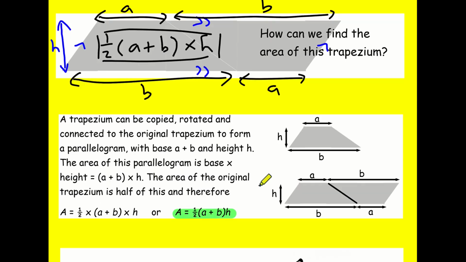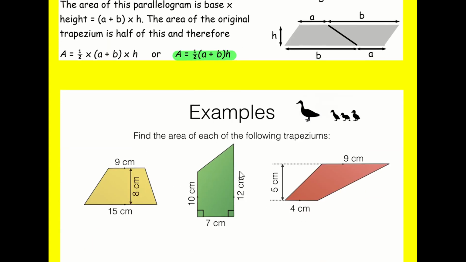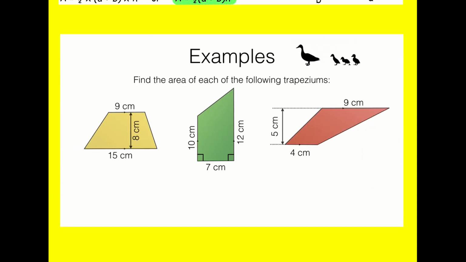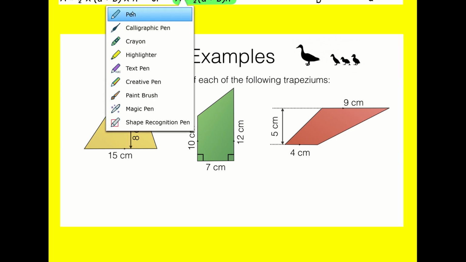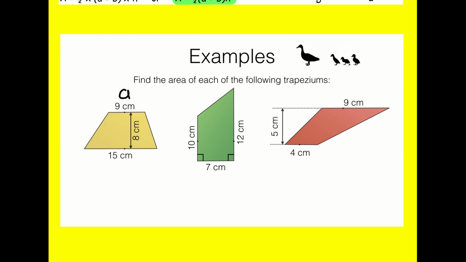Really important. Okay, let's do some examples of it in action. So every time you do a question like this, what I want to see is you labeling the sides. Okay, so this is A and this is B. If you do it the other way around, actually that's okay, but I think a good idea is to make A the shorter side and B the longer side. And then this is going to be our height.